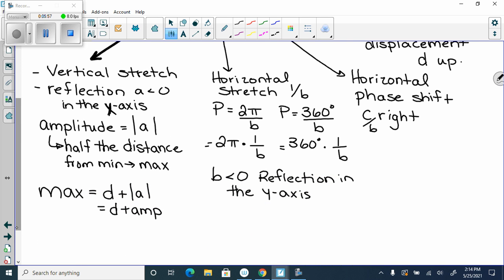I think you won that one. Okay. So maximum is d plus amplitude, or d plus the absolute value of a. And what's the minimum? D minus the absolute value of a, or d minus the amplitude.